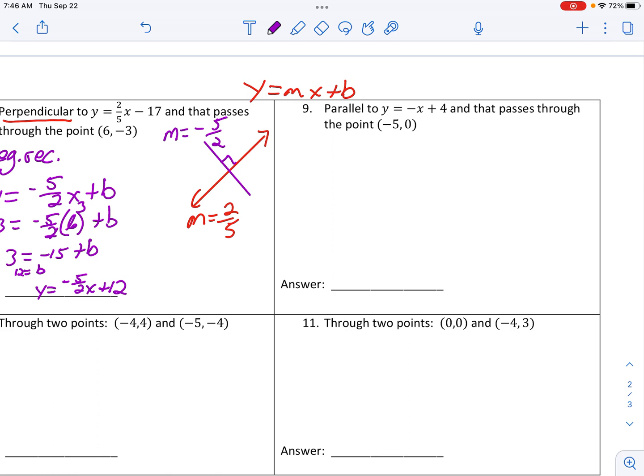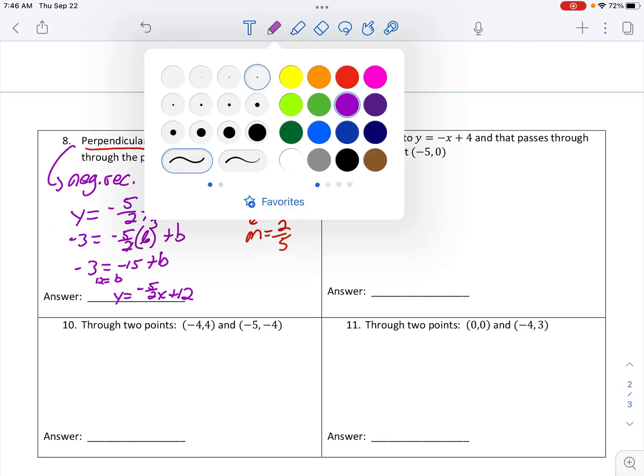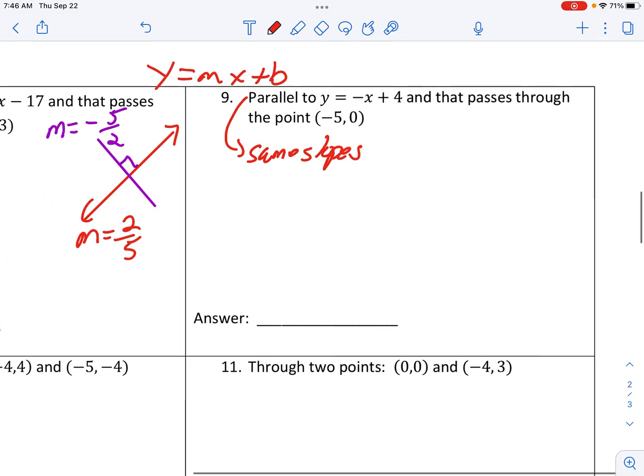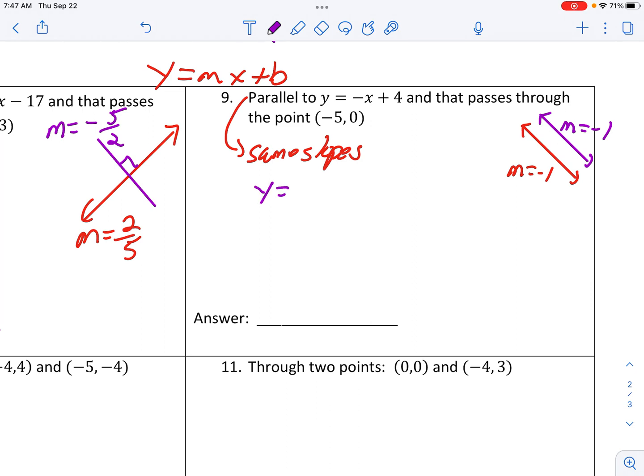Now, on number 9, my keyword on that one is parallel. So when I see the word parallel, what I want to think is we have the same slopes. I want to create two lines that do not intersect. So y equals negative x plus 4 is decreasing, and I want to create something parallel to that. And the way that you do that is have the same slopes. So the slope is currently negative 1, and because it's parallel, I'm going to keep that negative 1 and use that.